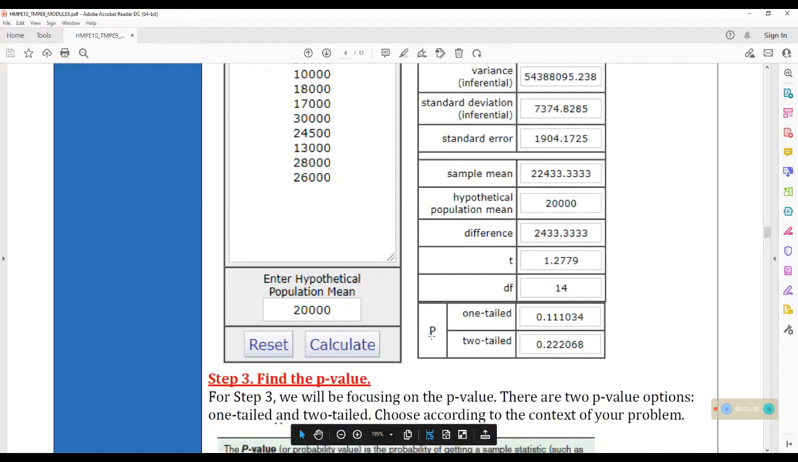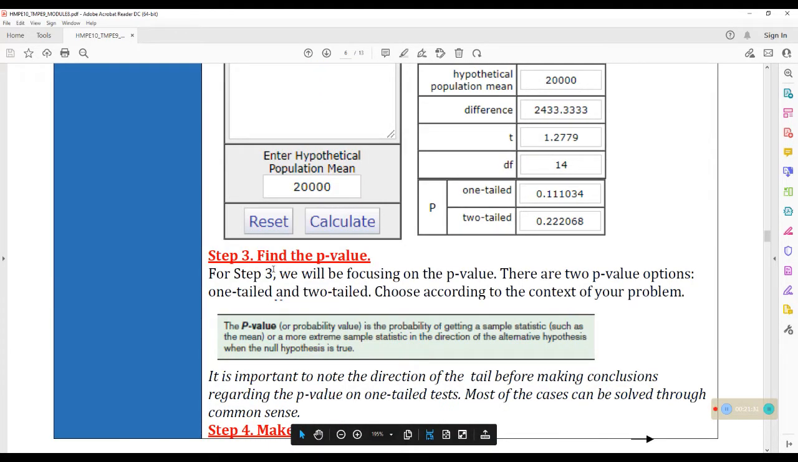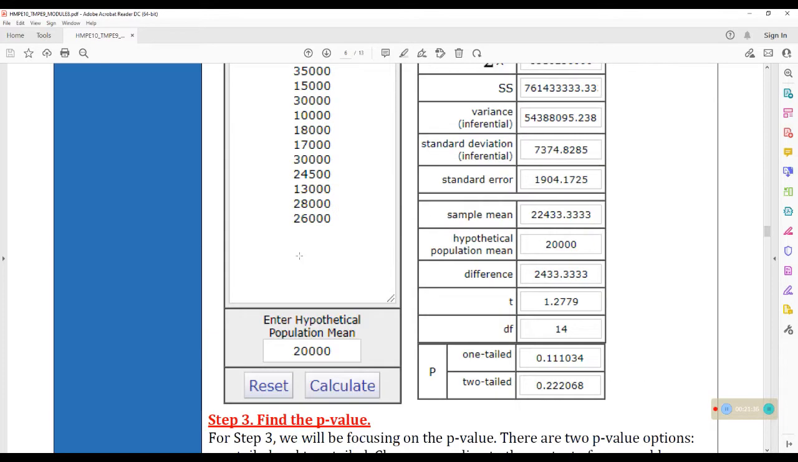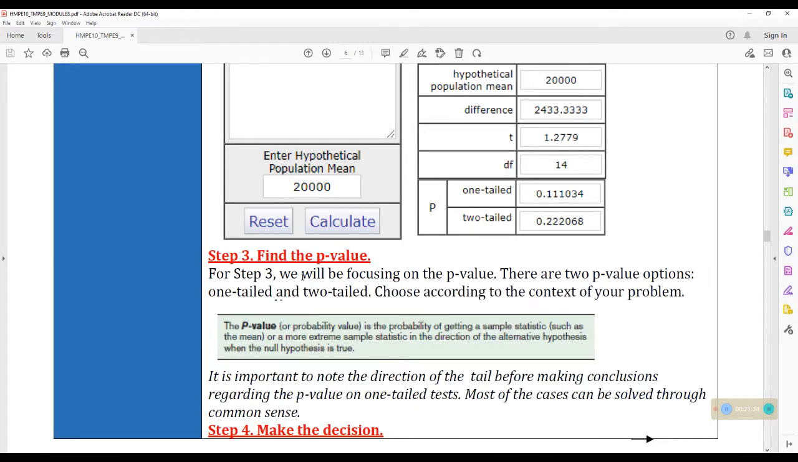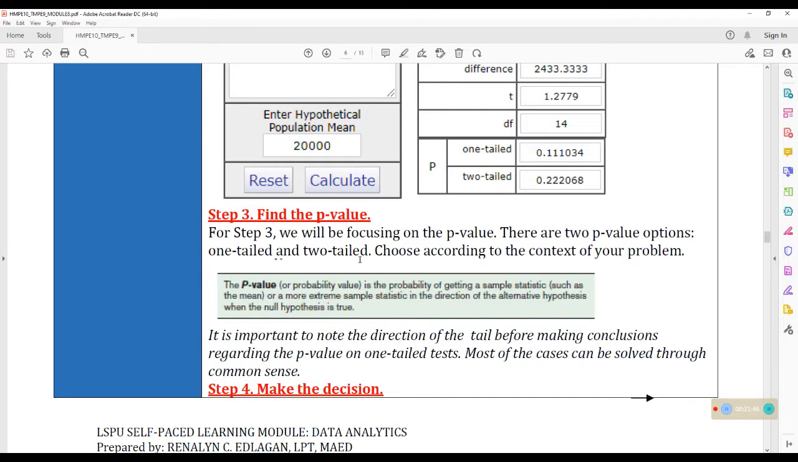Let's go to the next one. Step 3, find the p-value. For step 3, we will be focusing on the p-value. There are two p-value options, one-tailed and two-tailed. Choose according to the context of your problem. The p-value or probability value is the probability of getting a sample statistic, such as the mean, or a more extreme sample statistic in the direction of the alternative hypothesis when the null hypothesis is true.